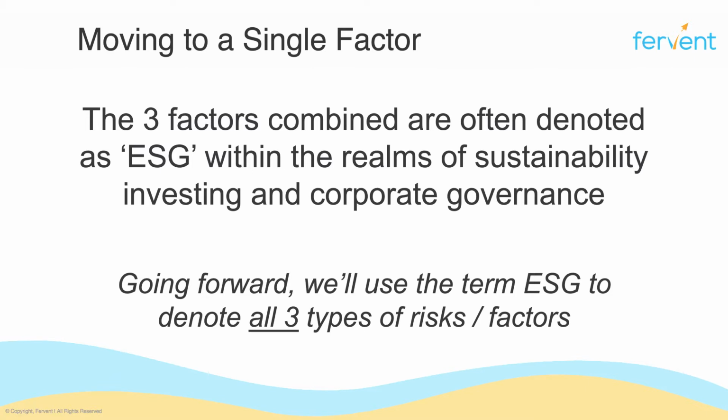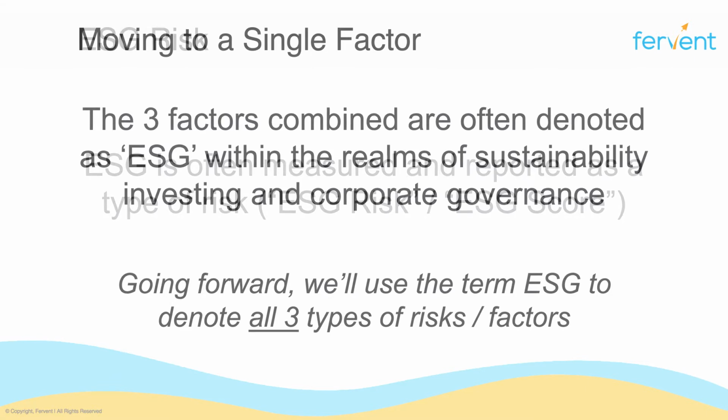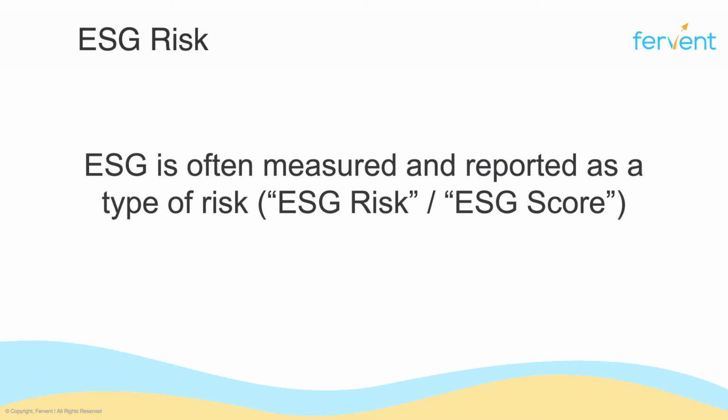Now, if we think about ESG as a sort of risk, ESG is often measured and reported as a type of risk, right? And it's often called ESG risk or ESG score. And in this context, if we think about ESG risk, so if we say the ESG risk of a stock or firm is high, then that would imply or suggest that the firm has poor governance, right, or bad governance, or that its governance is not good, right? Its corporate governance is quite poor. And similarly, we'd expect if the ESG risk of a firm is high, then its social responsibility is quite poor, right? And the same thing with its environmental responsibility.